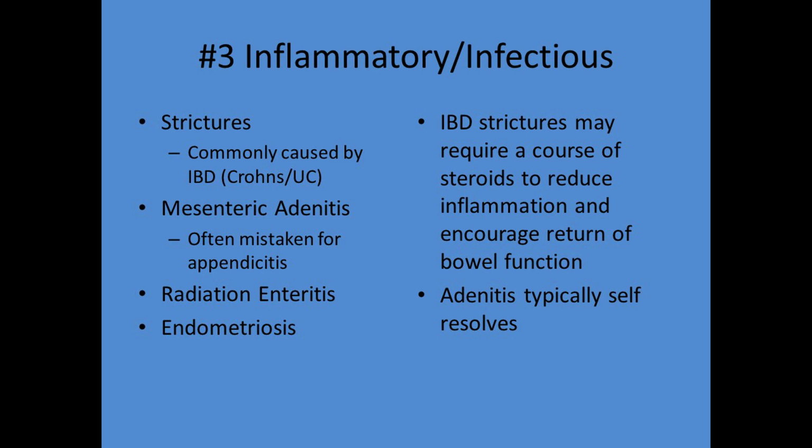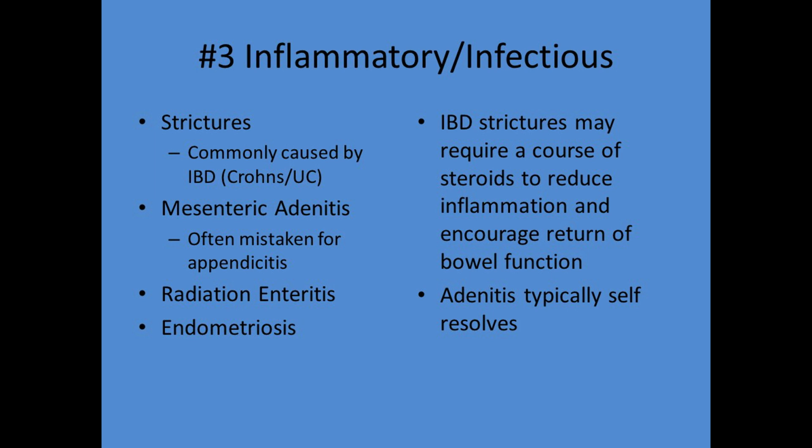Inflammatory etiologies can also produce small bowel obstruction, typically over the long term. Strictures can be caused by inflammatory bowel disease. In terms of infectious etiologies, mesenteric adenitis, often mistaken for appendicitis in children, can also temporarily cause a small bowel obstruction and typically resolves without any intervention. Radiation enteritis can occur, as well as ectopic endometriosis on the small bowel.